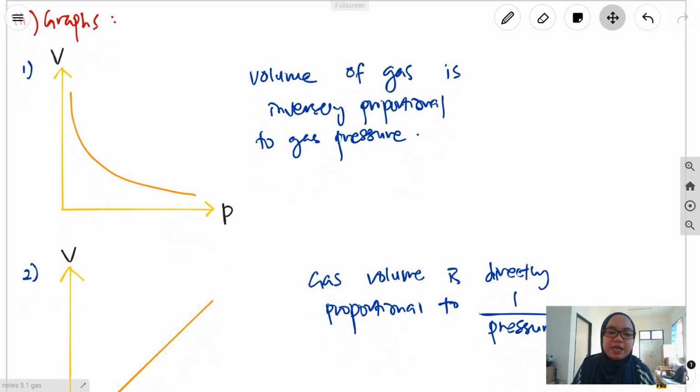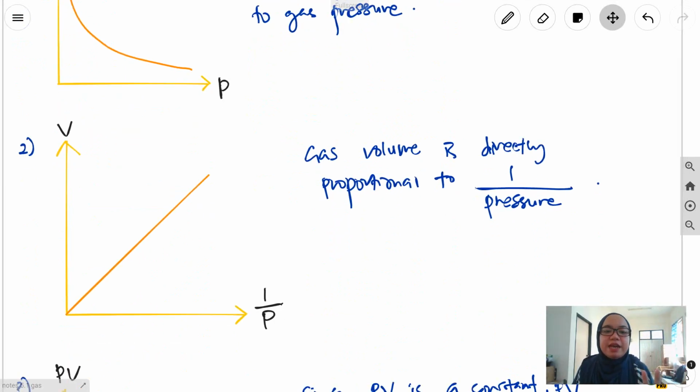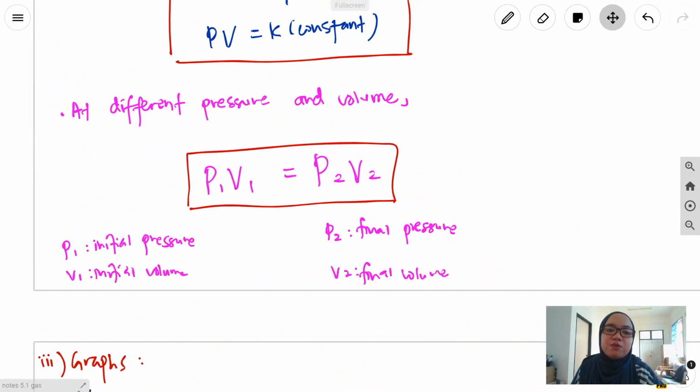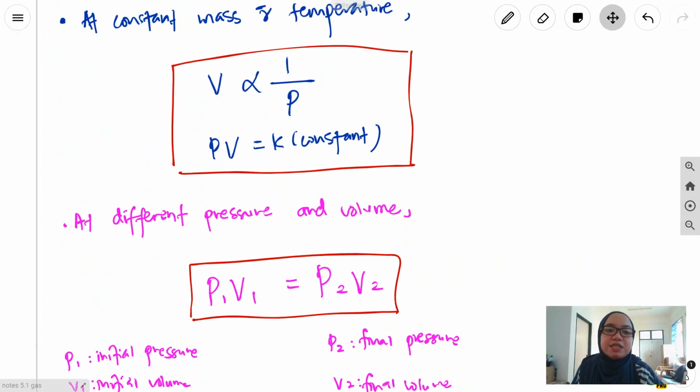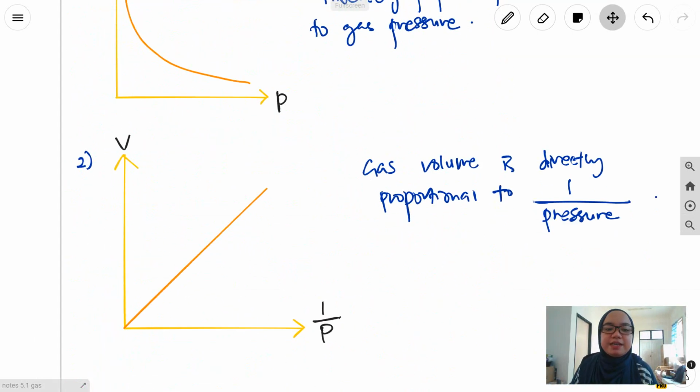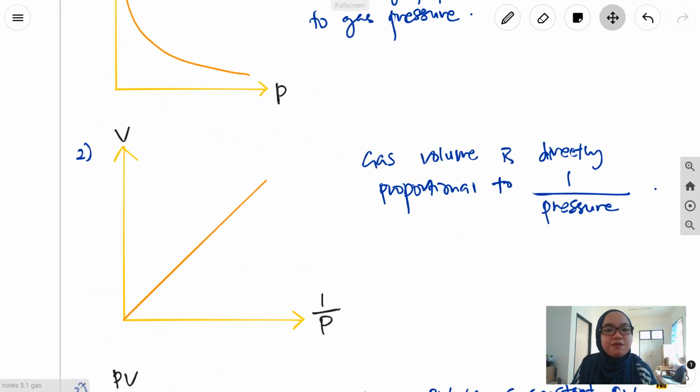Alright. Next, the second graph is when gas volume is directly proportional to 1 over pressure. Like we know from the formula, V is directly proportional to 1 over P. So that's why the graph is a straight line. Alright, so V is directly proportional to 1 over P. It's like this, the straight line graph.